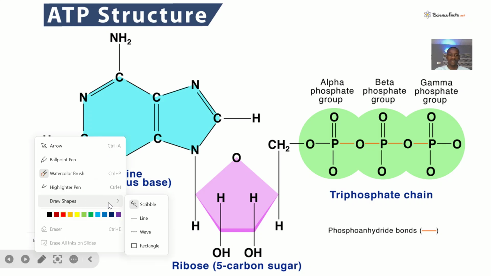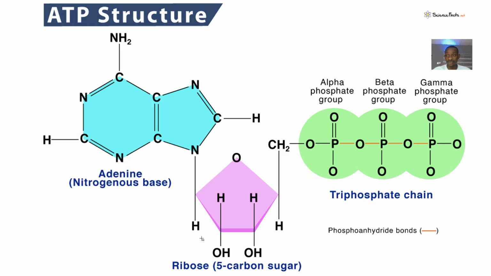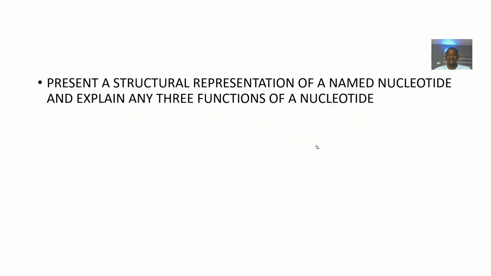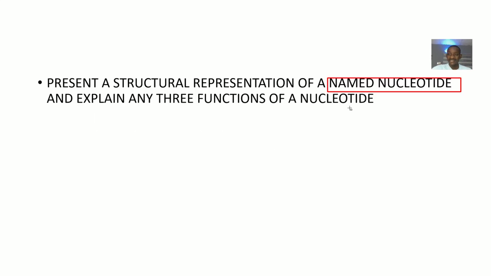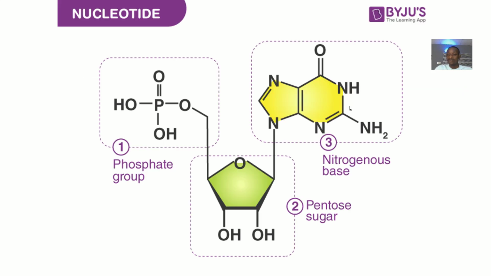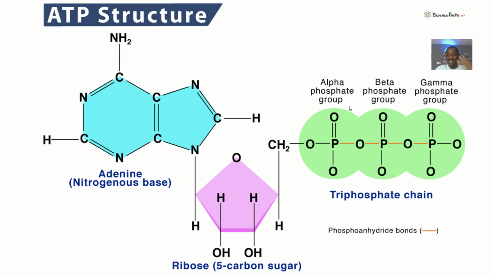Okay, so we'll be talking about a nucleotide today, but not nucleotides in general. The exam question was that students will talk about a named nucleotide. So the full question was: present a structural representation of a named nucleotide, and explain any three functions of that named nucleotide you spoke about. So for me, I chose ATP, that's adenosine triphosphate.